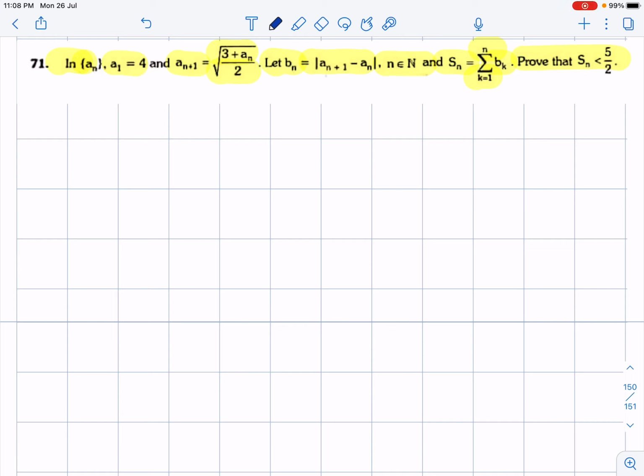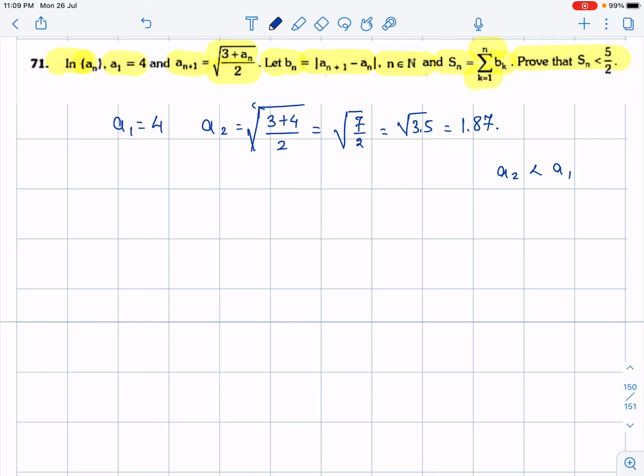Now how to proceed further? We have a1 is equal to 4 over here. So a2 will be becoming what? Square root of (3 plus 4) by 2, that is square root of 7 by 2. That means square root of 3.5 it would be. When we compute the approximate value of this, 1.87 it will be. Now what can we observe over here? a2 is smaller than a1. That means a2 minus a1 will be a negative quantity, that will be less than 0.